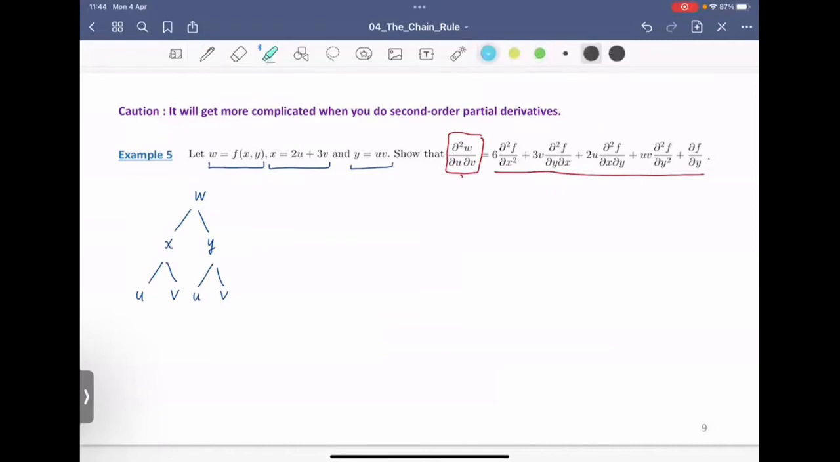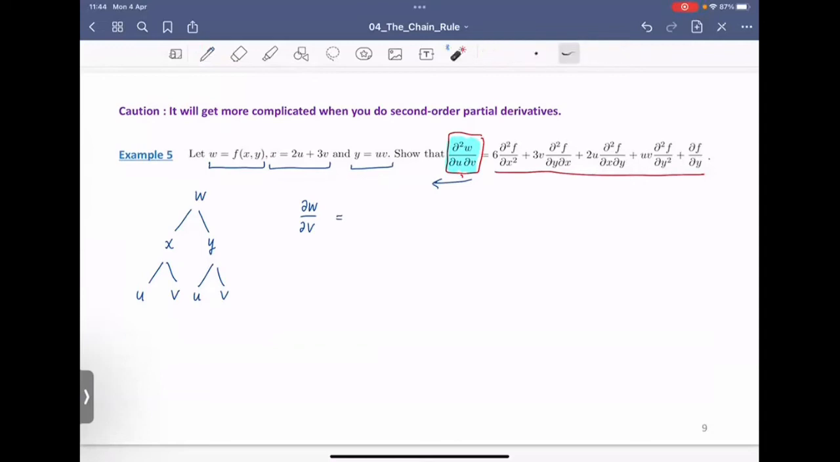This notation that I highlighted in light blue means you need to differentiate with respect to v first, sorry. Because we read this notation from right to left, which means you're going to differentiate with respect to v first. Okay, the first step, take the derivative with respect to v.